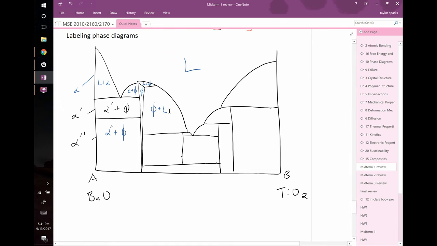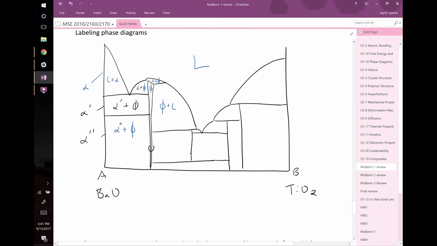Okay, so what about this region right here? Phi plus, we don't know what. Phi plus something. Now, anytime you see a vertical line, be suspicious. It's probably a line compound, but to be sure, start doing the math. If that's a line compound, this is two-phase, single-phase, two-phase. It's probably single-phase, two-phase, single-phase, two-phase, single-phase, which makes sense. So double-check it like that. Almost always, if it's a straight vertical line, it's a line compound.